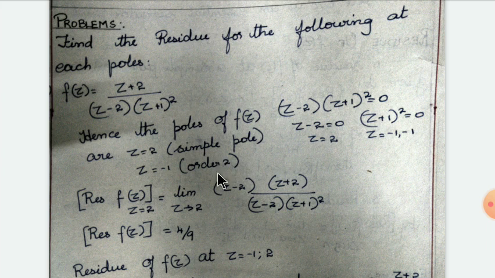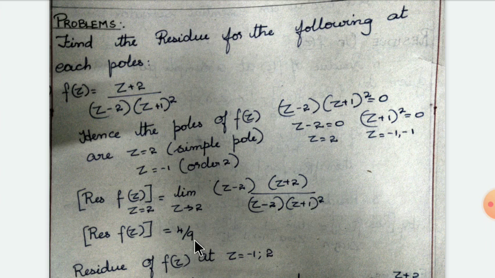Now, let us see how to find the residue of f of z at z equal to 2. So, it is a simple pole. So, by formula number 1, limit z tends to 2 of (z minus 2) into f of z. After cancelling the corresponding term of the pole, z minus 2, substitute the limit value z equal to 2: 2 plus 2 is 4, divided by 2 plus 1 is 3, 3 square is 9.